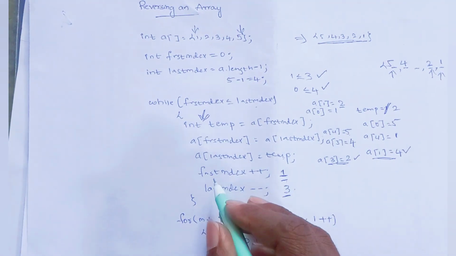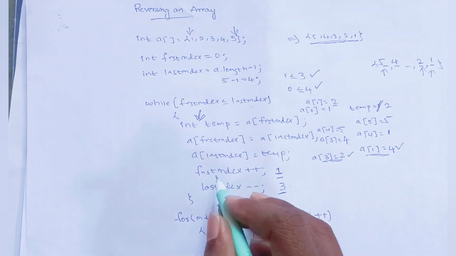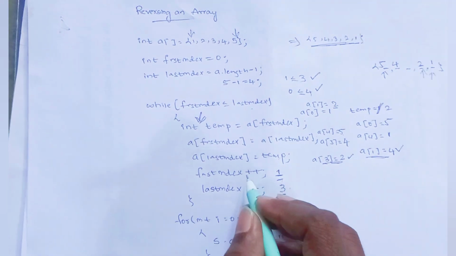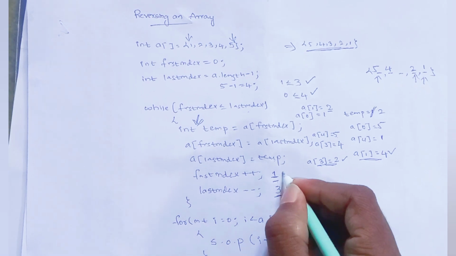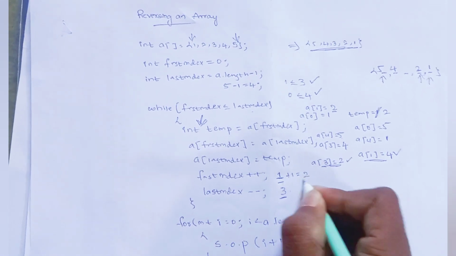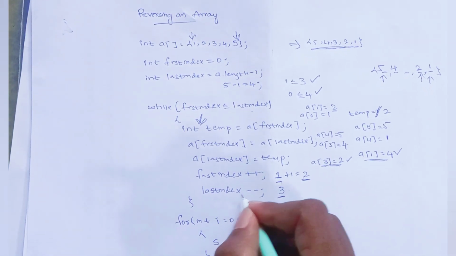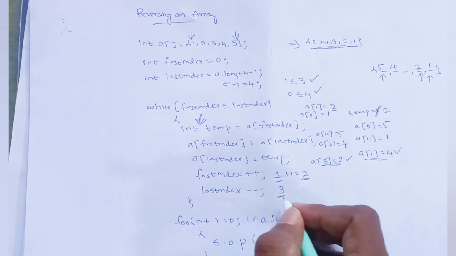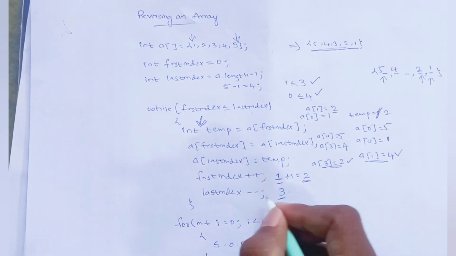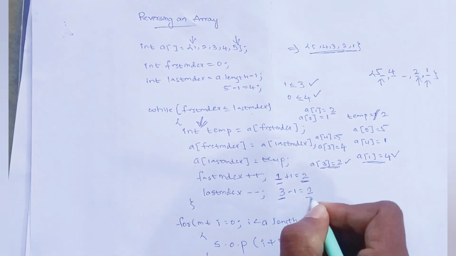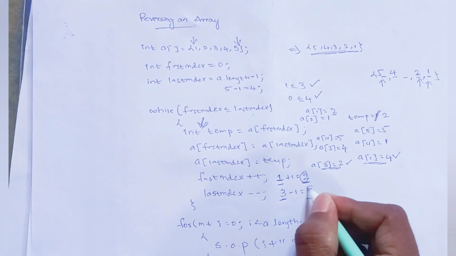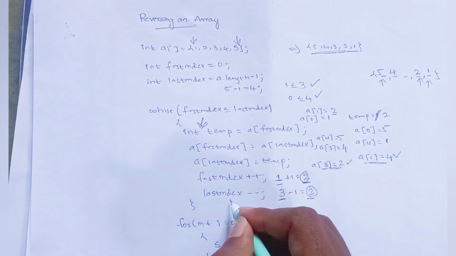And then what we are doing? First index plus plus. The first index value is 1, so 1 plus 1 equals 2. Then last index minus minus. Initially the last index is 3, so 3 minus 1 equals 2. So these are the updated values of the first index and last index.